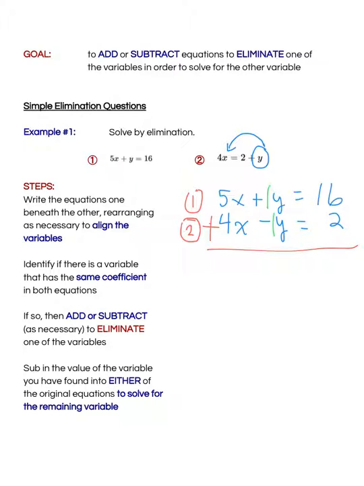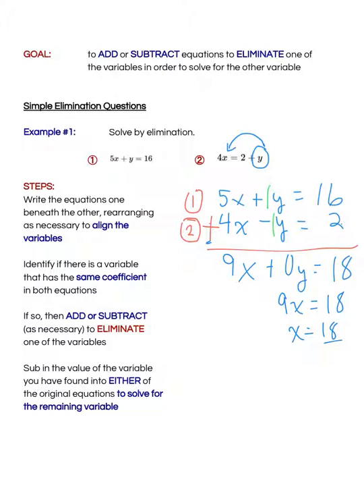And so now I can see, well, 5x plus 4x is going to give me 9x. 1y minus 1y, or plus negative 1y, gives me 0y, which I expected. And then 16 plus 2 gives me 18. Right? So let me clean that up. I've got 9x equals 18.